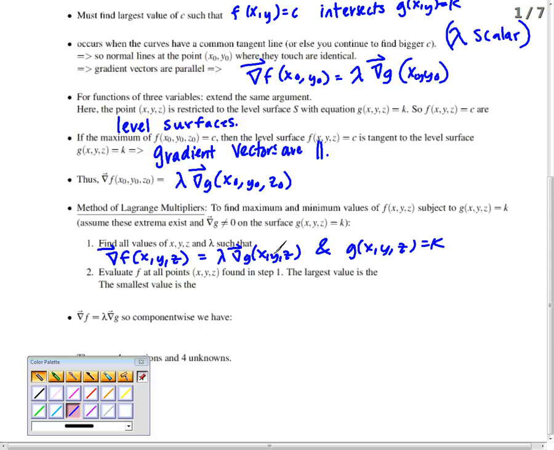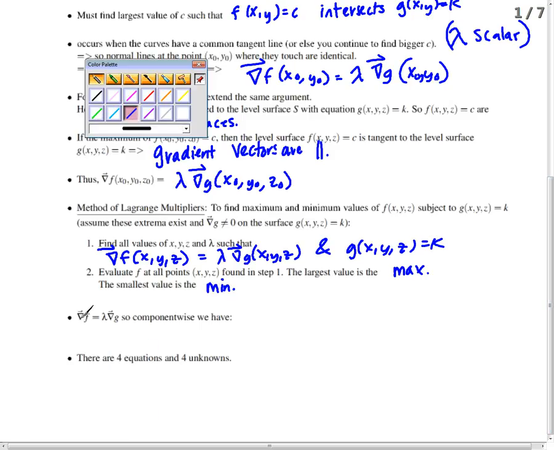Okay, so then once I find values for x, y, z, and lambda, I then plug back in and find my function values at all those points. Obviously, the largest of those will be the max, right? And the smallest is the min.